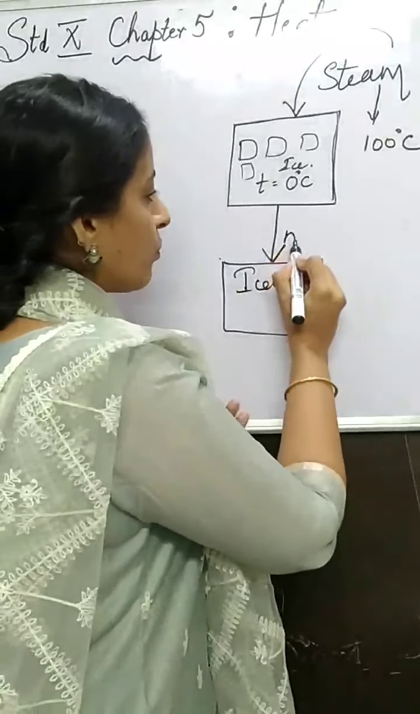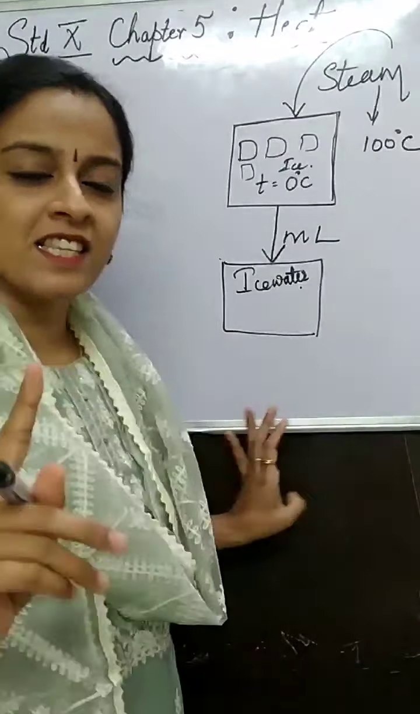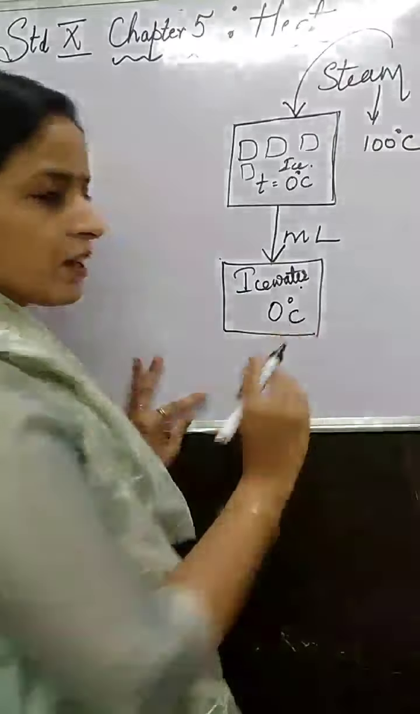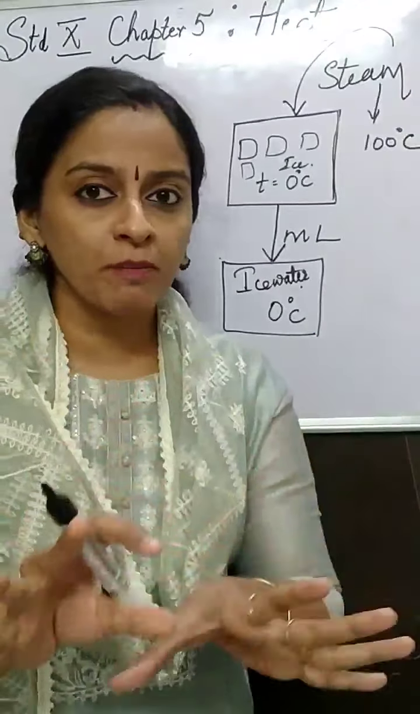So which formula you will use? ml. When the state changes, ml. Okay, this ice water will be of 0 degree Celsius only, okay. Ice started melting when you put steam into that.